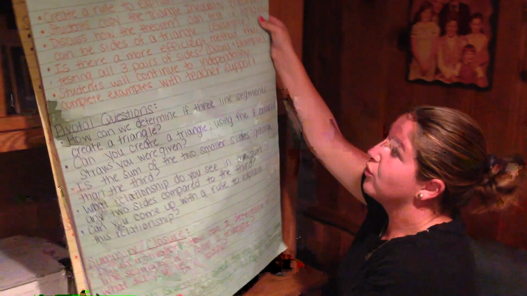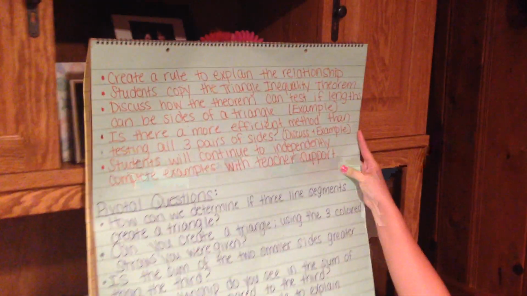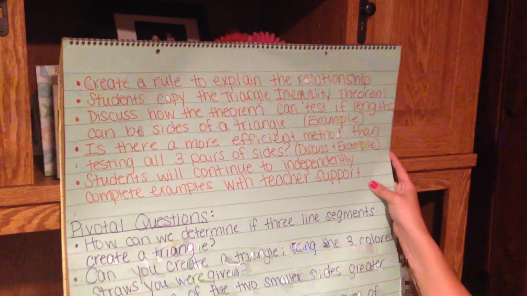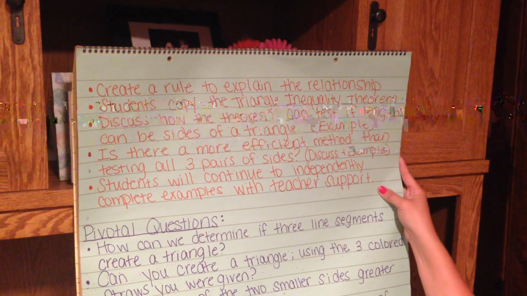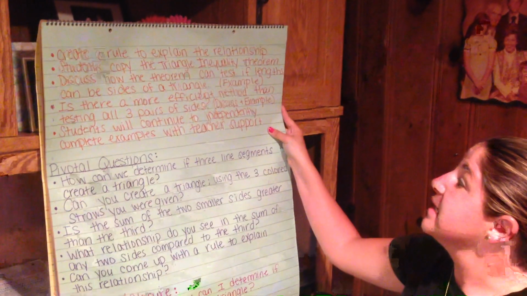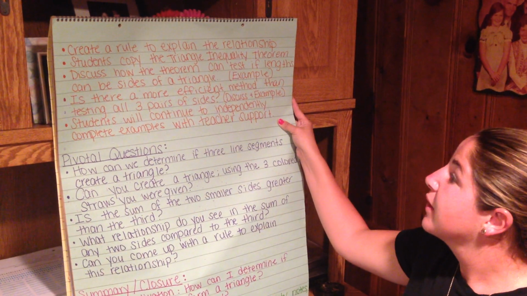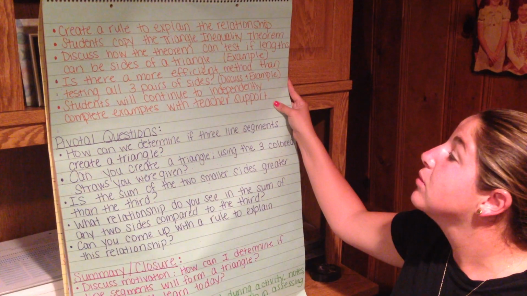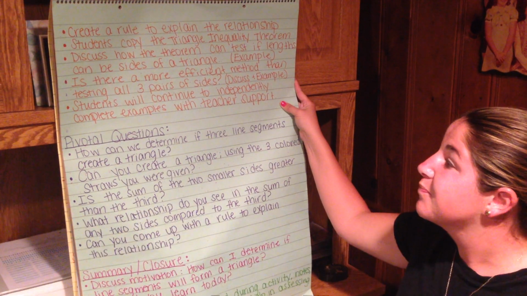Next, we're going to try to create a rule to explain that relationship. So the students have an actual portion on their worksheet where they would be able to come up with a rule. Then we'll talk about what the triangle inequality theorem actually is, and the students can copy that into their notebooks. Then we'll have a class discussion and start testing if the lengths of certain things can be the sides of a triangle. So we'll go over different examples.